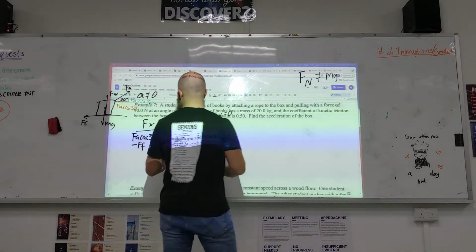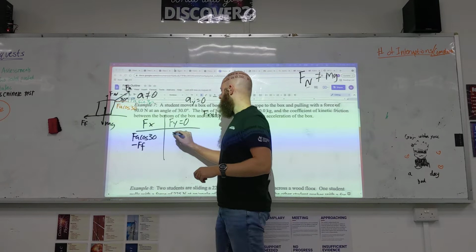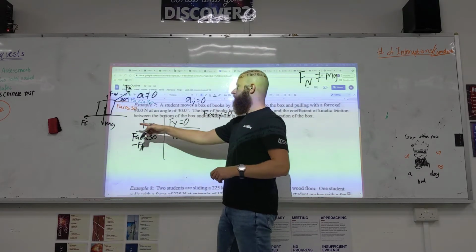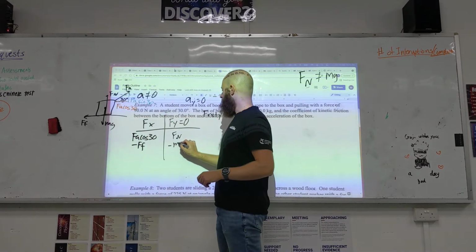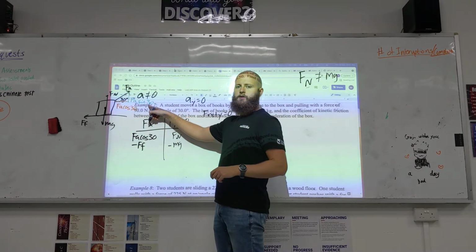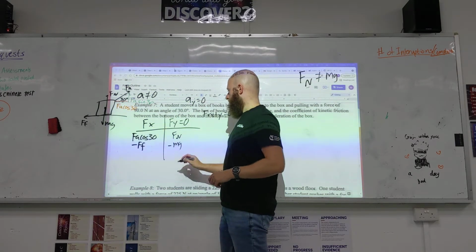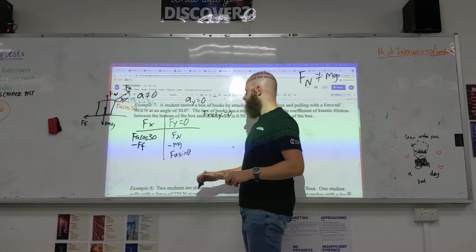So let's go ahead and look in the y direction. We have Fn. Let's say that's positive. So it means we have what? mg? Yeah, negative mg. And then will Fa sine theta be positive or negative? That one should be positive too since we have it up. So I'll have Fa sine theta.